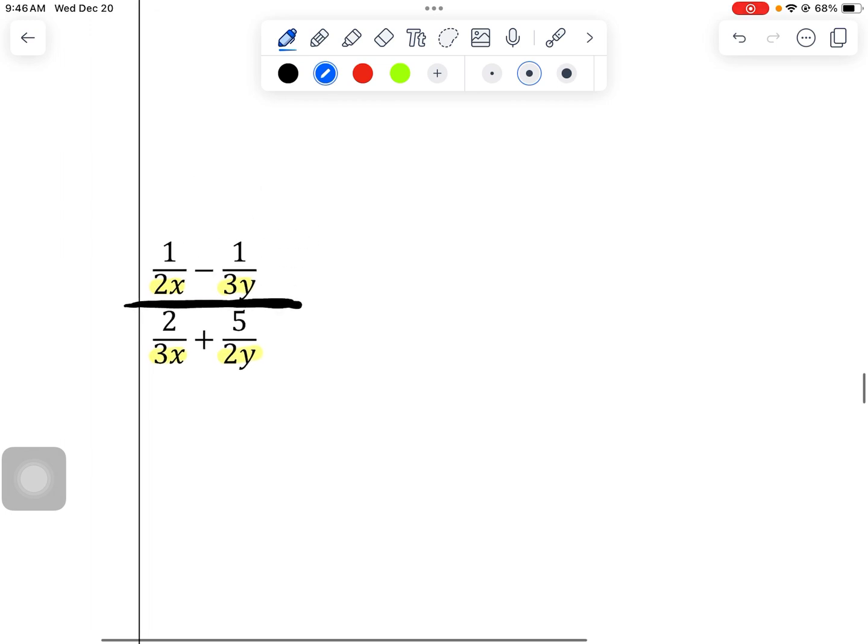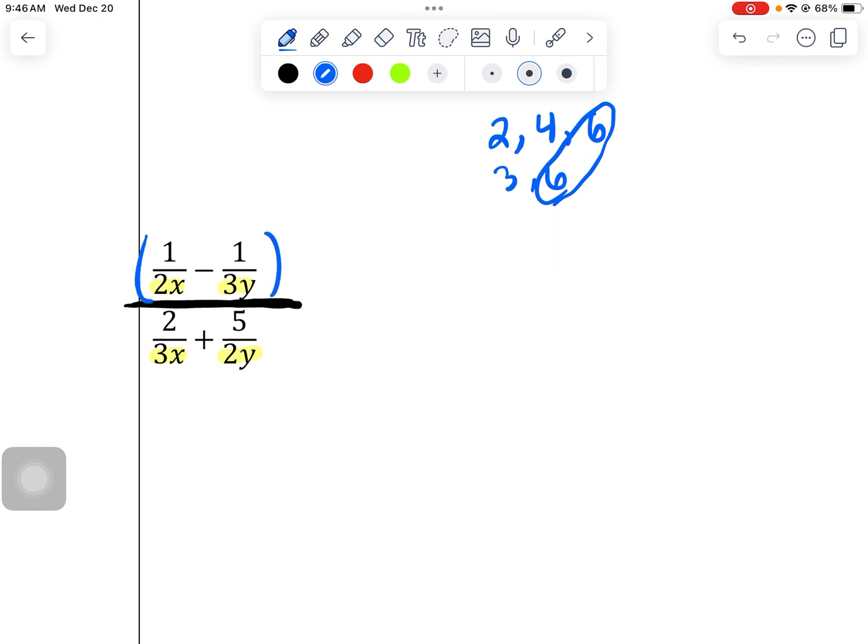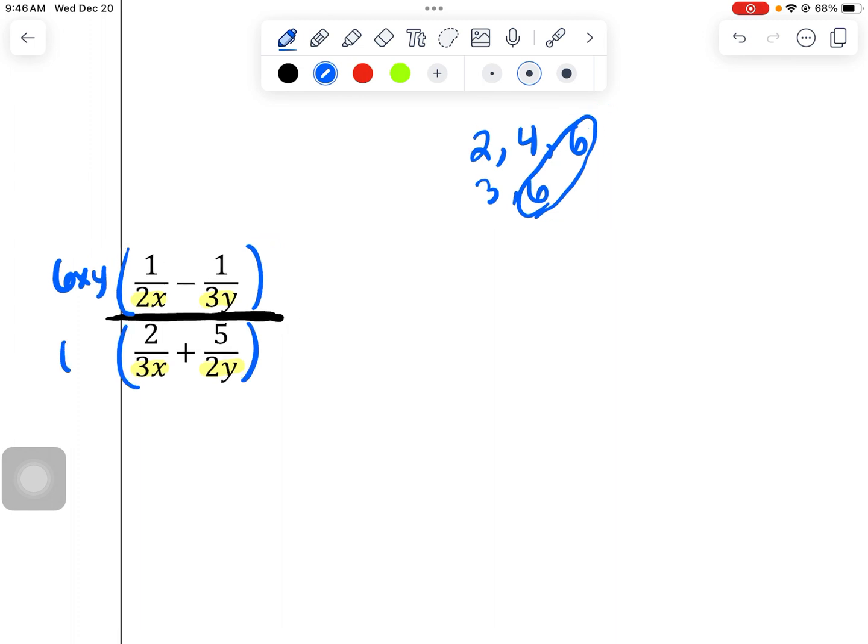First, the common denominator between 2 and 3: if you count by 2's and you count by 3's, the first thing they have in common is a 6. So 6 is going to be my common coefficient. And then for the variable piece, I need an x and a y. So I would multiply this by 6xy and this by 6xy.